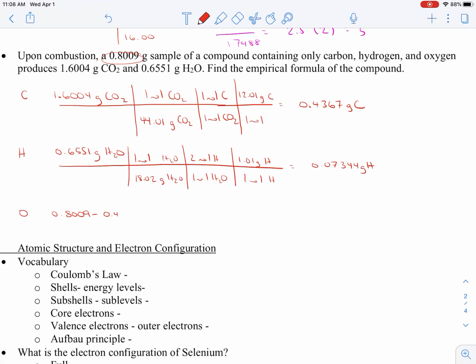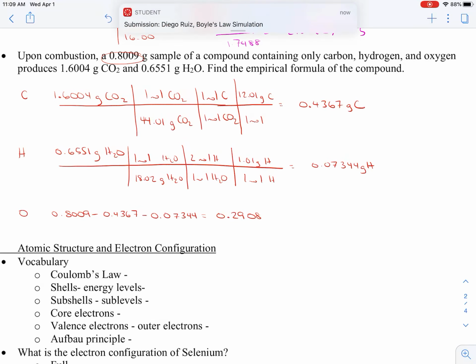So to find oxygen, we can use this beginning number right here and take 0.8009, subtract 0.4367, and subtract 0.07344, and that'll give us our oxygen. And our answer is 0.2908 if we're sticking with sig figs. So that's grams of oxygen.